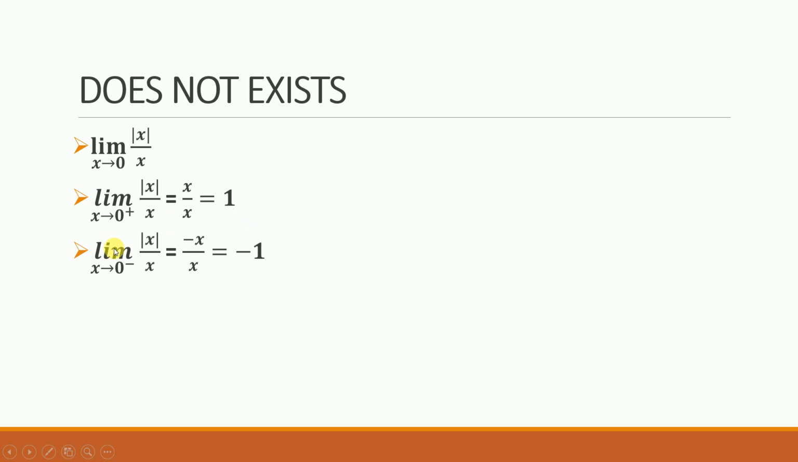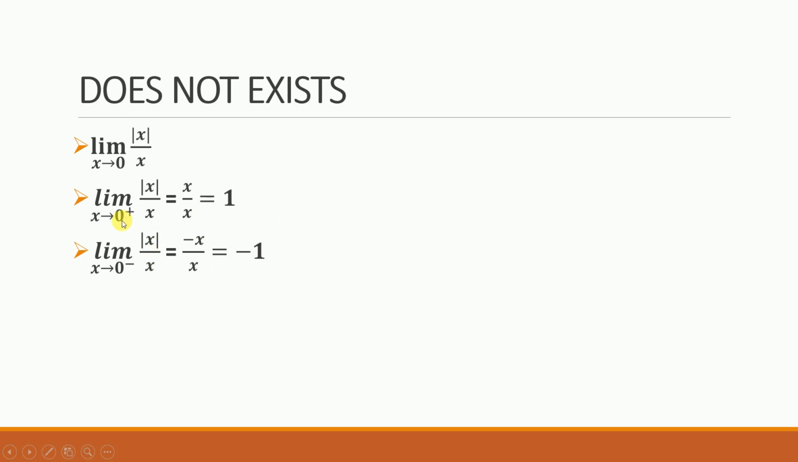Next terminology is does not exist. It is a little above the high school standard. For this I have taken an intermediate problem: limit of mod x by x as x tends to 0. We say the limit exists only if the values of the left hand limit and right hand limit are equal. In this case, the right hand limit of mod x by x becomes x by x, which is 1, whereas for the left hand limit, mod x becomes minus x, so minus x by x is minus 1.